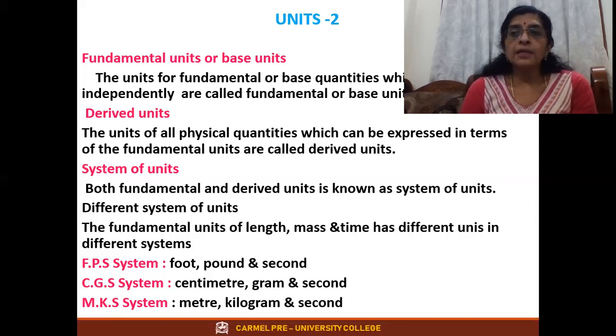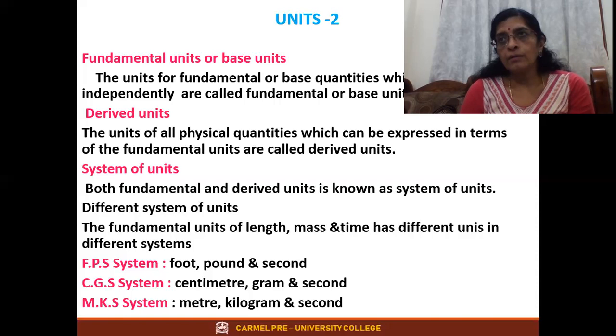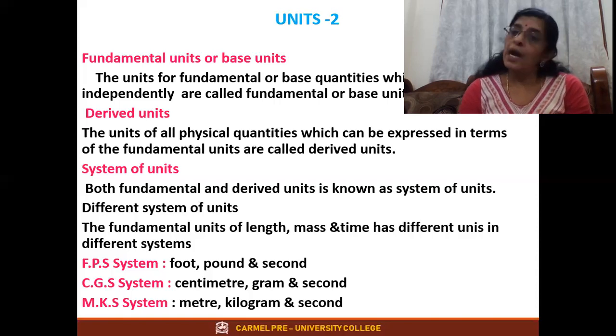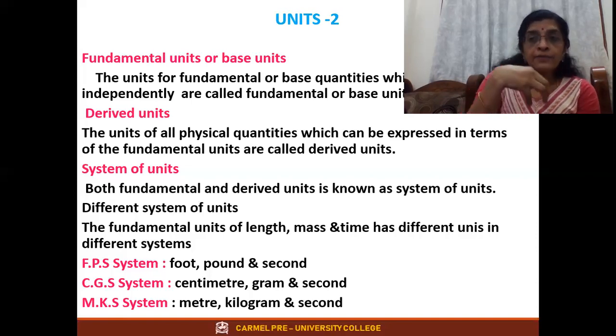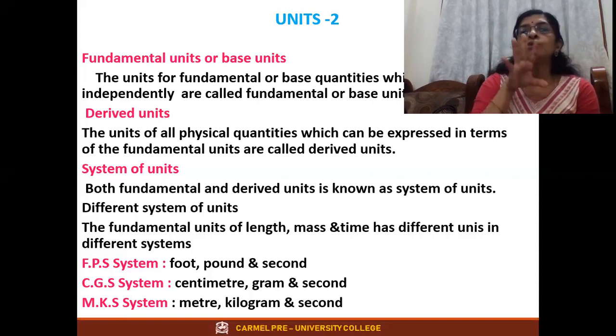There are 7 fundamental units, and in the fundamental units only, 2 supplementary units will be there. The units of fundamental or base quantities which we define independently are called fundamental or base units. For example, length, mass and time. These are all the same standard ones, which we define independently. Apart from that, there is temperature, how you measure it, which is also a fundamental unit. Any derived quantities are derived from something else. So in a derived quantity, one or two fundamental quantities should be there.